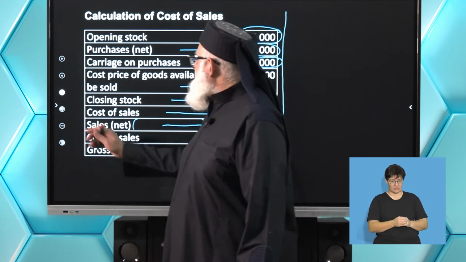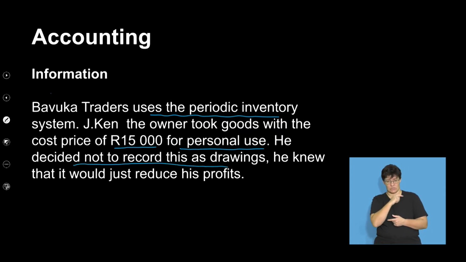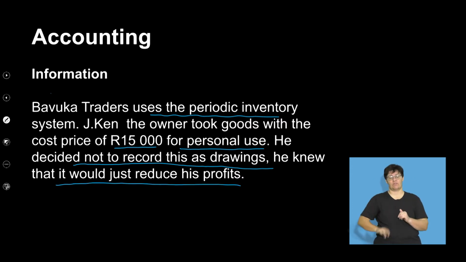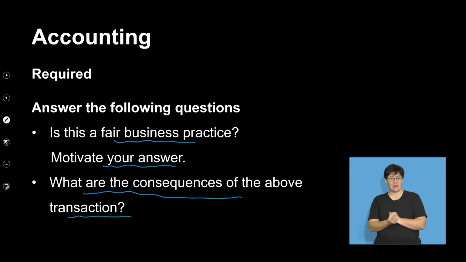Let's move on to the next question. Pavuka Traders uses the periodic inventory system, so we know what they're doing. JCan, the owner, took goods with a cost price of 15,000 Rand for personal use. He decided not to record this as drawings. He knew that it would just reduce his profits. Again, look at the type of question that you are expected to answer. Number one, is this a fair business practice? Motivate your answer. What are the consequences of the above transaction?